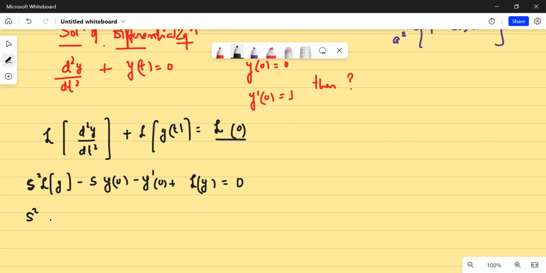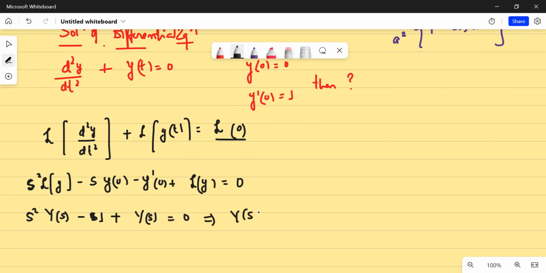So this is, let's say the Laplace transform of y is capital Y, minus s. What is y of 0? It is given to be 0. And what is y dash 0? It is given to be equal to minus 1. So it is Y plus 1 plus Y, that implies what?